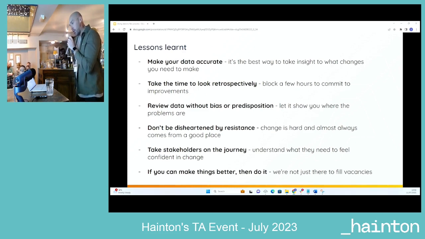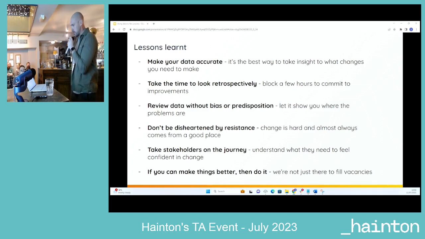Arguably, probably most importantly, don't get disheartened by resistance. I think change is really difficult for some people. Often hiring managers don't understand our world, and we sit on LinkedIn all day and we just shake a tree and CVs fall out. So it's understandable that they're going to find change difficult, and I think for us, don't be disheartened by that.